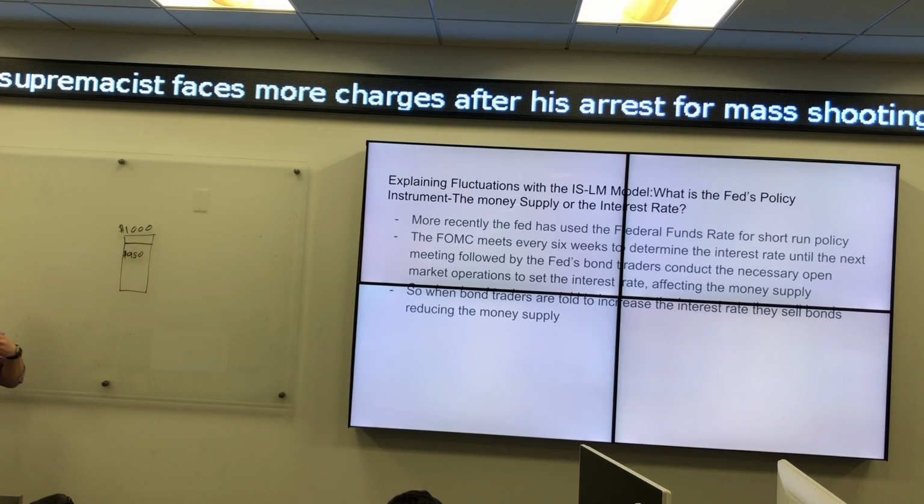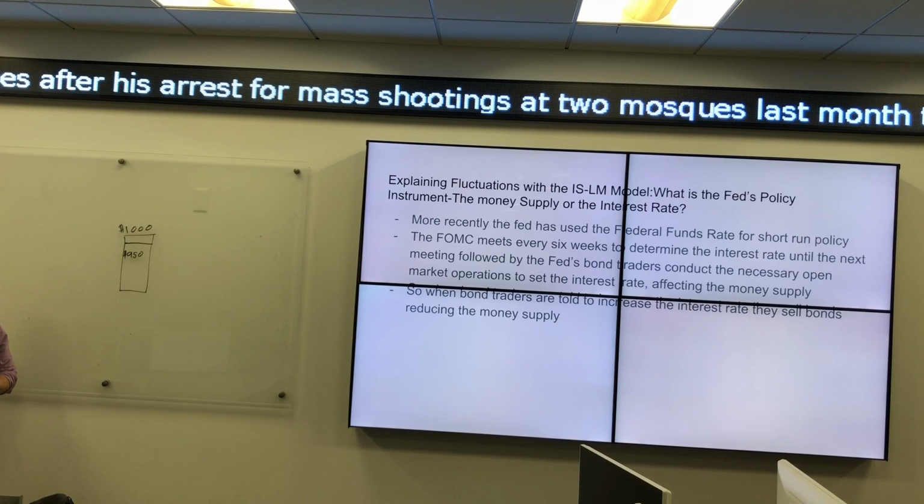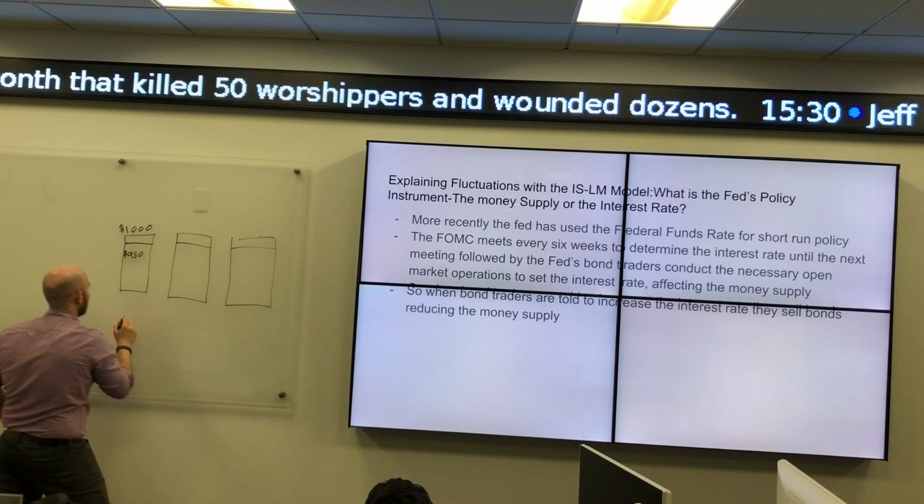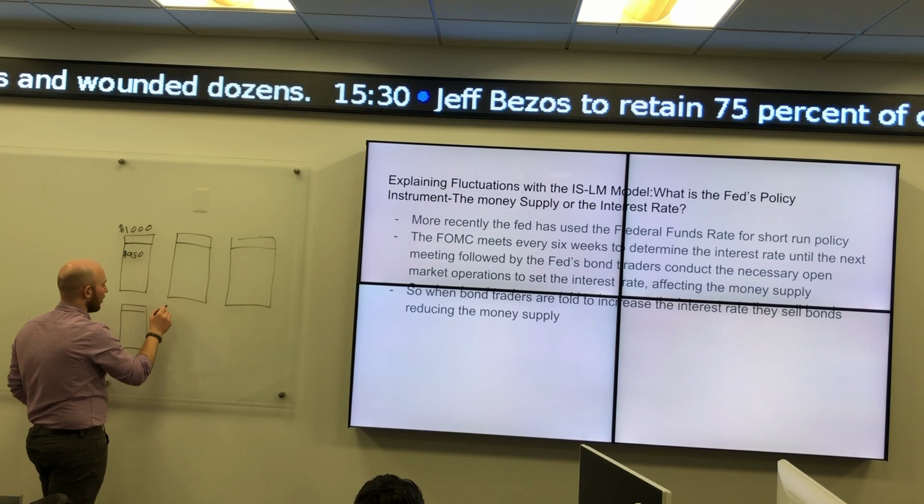So now we decide we need to increase the interest rate. But there are, I don't know, 10 of them. I'm not going to draw 10 of these. So by selling it $50 cheaper, you take money out of the supply. No, that's not what I'm getting at. Okay.